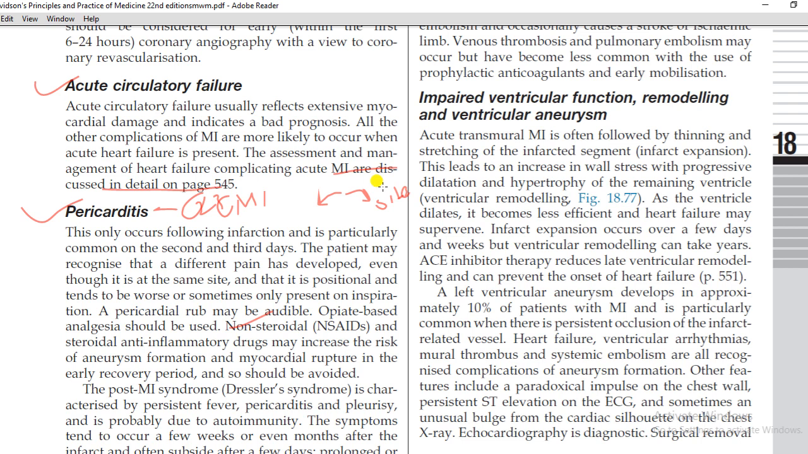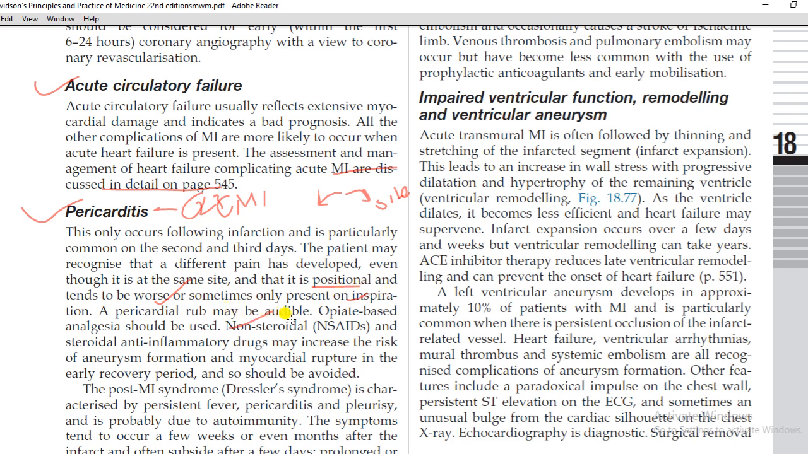The pain would be in the same region because the pericardium is basically covering the heart, so it is outside the heart, in the same site. It tends to worsen or sometimes is only present on inspiration, and it is positional, which means with a change in position the pain might reduce or increase with any particular position. So it can worsen with time, or it might occur during inspiration.